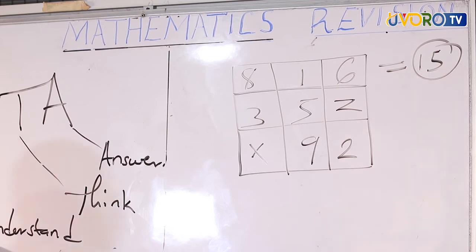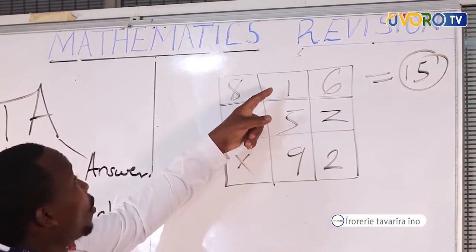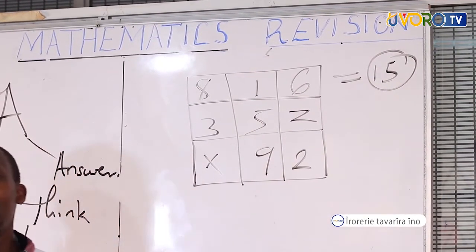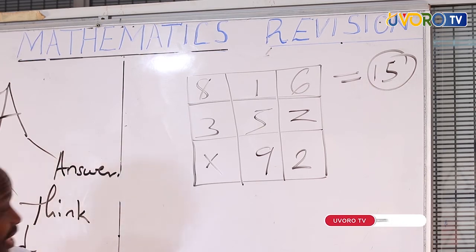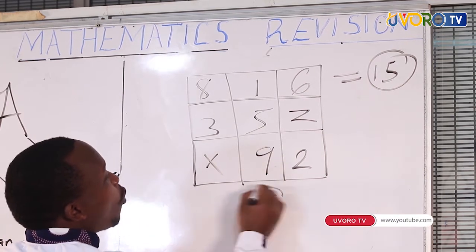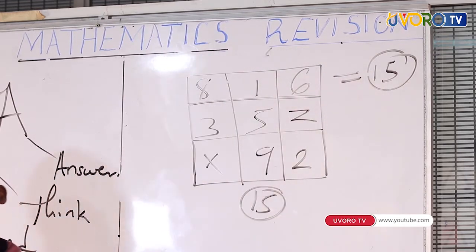Down, if they don't give us 15, we are wrong. 1 plus 6 plus 5 is what? 12. No wait, 1 plus 6 is 7... 6 plus 9 is 15. Very good. So are we correct? 15 this way and 15 down? Yes. So let's insert the numbers that are not there.